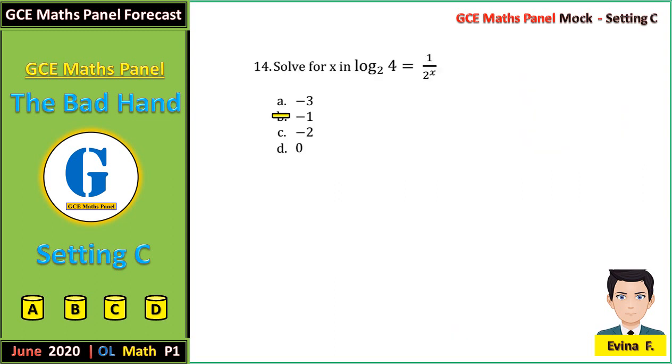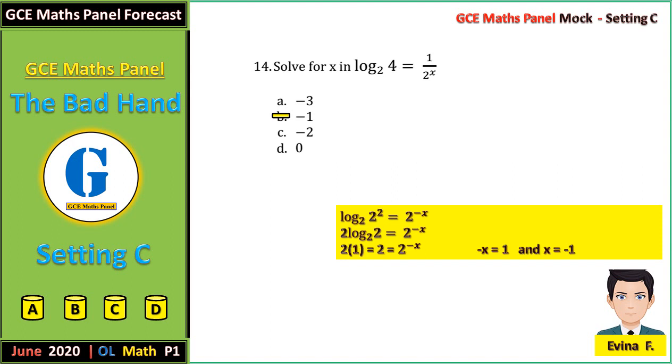Question 14, solve for x in log 4 base 2 equals 1 over 2 to the power x. What you have to do here is first of all to simplify the log. We know that log 4 base 2 is the same as log 2 to the power 2 base 2, and simplifying that gives us 2. And on the right hand side, 1 over 2 to the power x is the same as 2 to the power minus x. And when we solve for x, since the bases are now the same, equating the powers, we have x to be equal to minus 1.